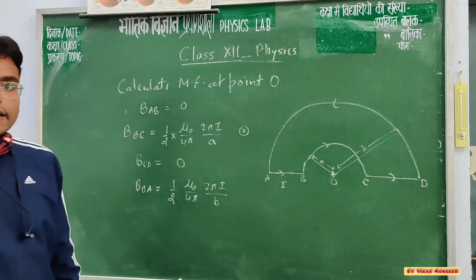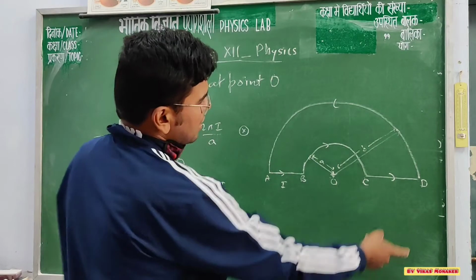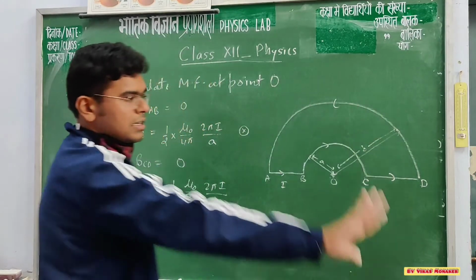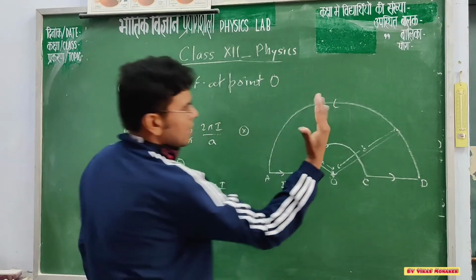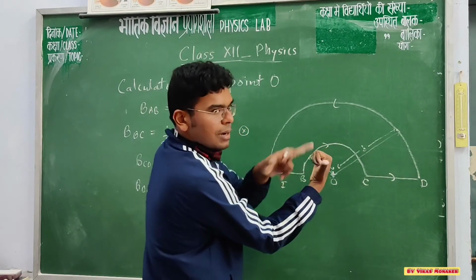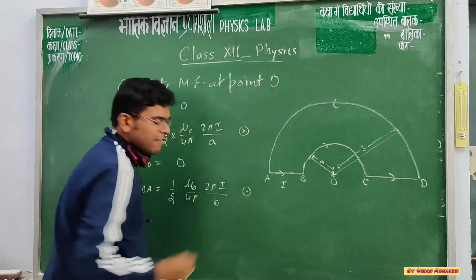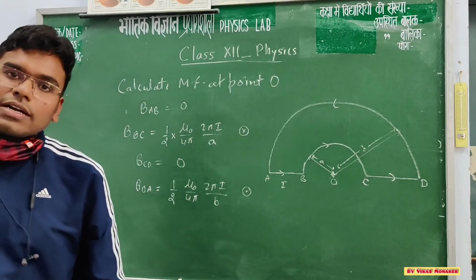Now the direction is to be taken into account. Current is flowing from D to A. While observing from this side, current is flowing in the anti-clockwise direction. If I adjust my right hand like this, my curled fingers are in the anti-clockwise direction, my thumb is pointing outward, meaning thereby the magnetic field will be in the outward direction.